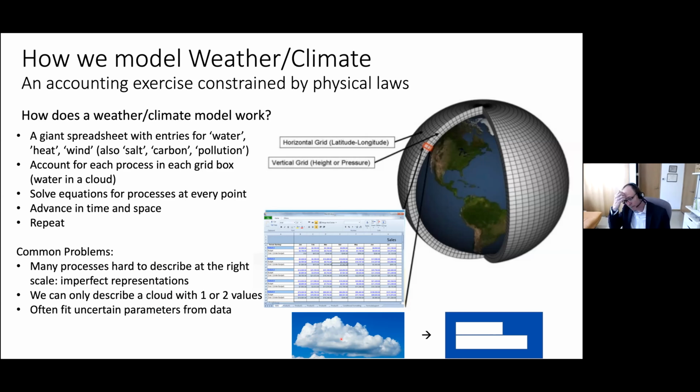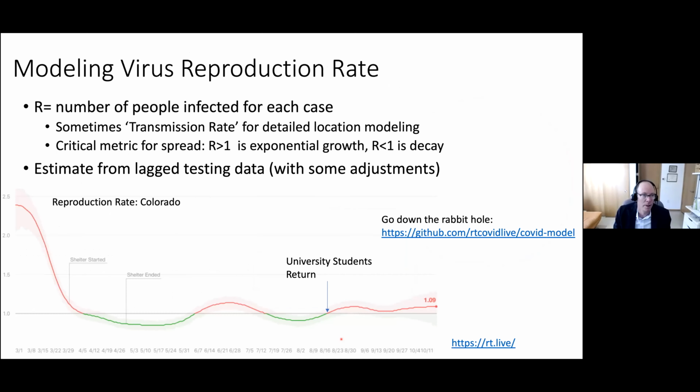And then the other problem is understanding the physics of clouds on that scale is actually very difficult, and we have to try to fit what we can observe, the picture on the left, to what we can model, which is the picture on the right, and we get a lot of uncertainty.